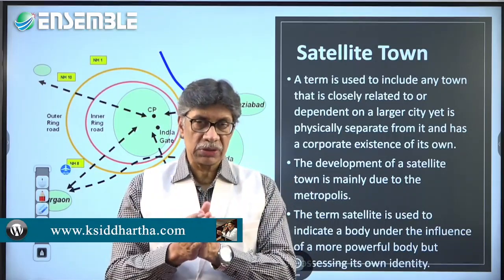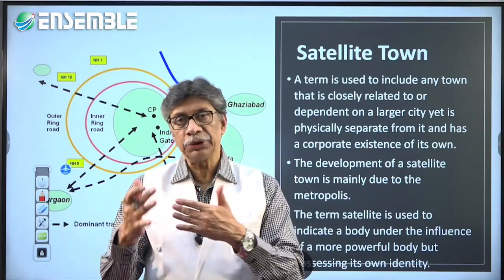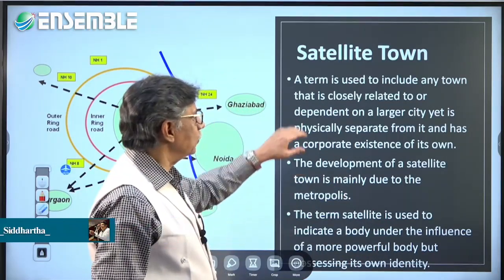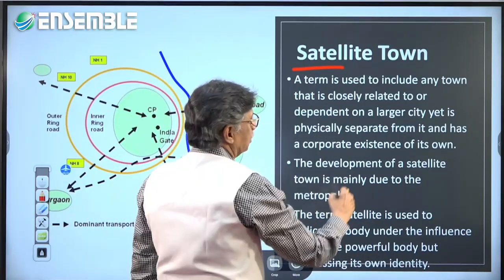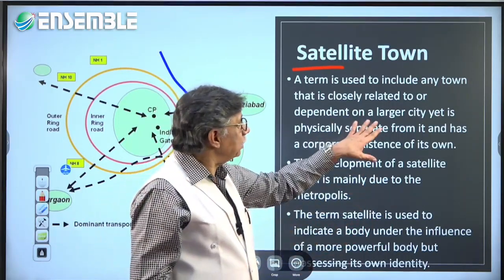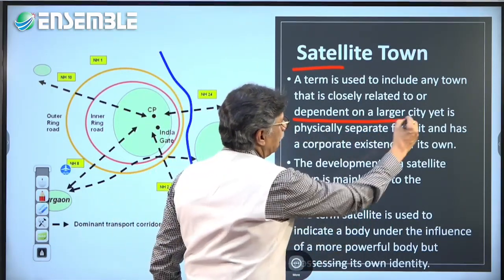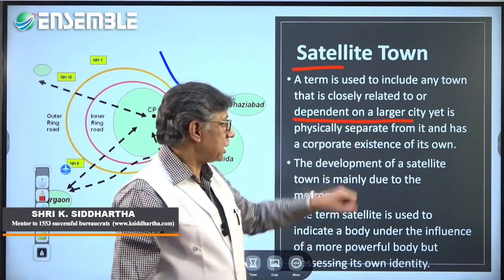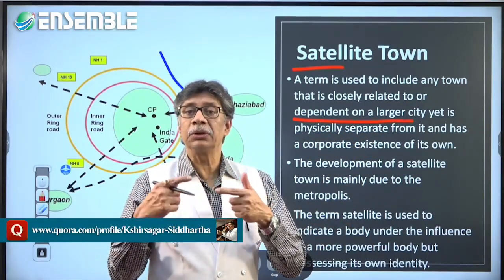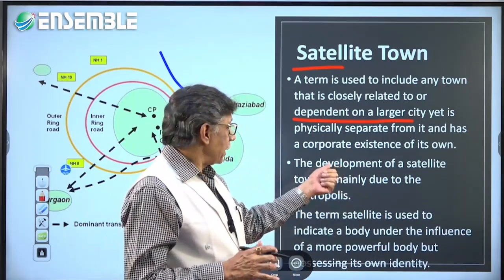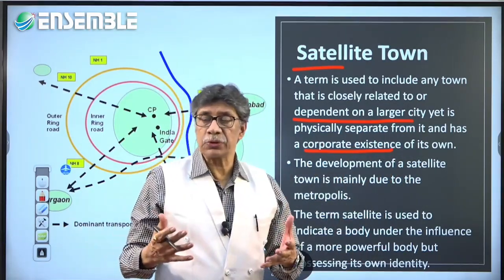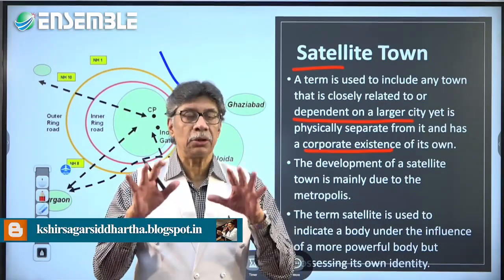And when we talk about this concept, we are in a position to deal with a lot of components. To begin with, a satellite town is a term used to include any town that is closely associated with or dependent on the larger city. The catchword is dependent on the larger city. It is physically separate, but still functionally dependent on the main city. It may have a corporate existence of its own, a separate existence, but it is functionally mostly dependent upon the main city.